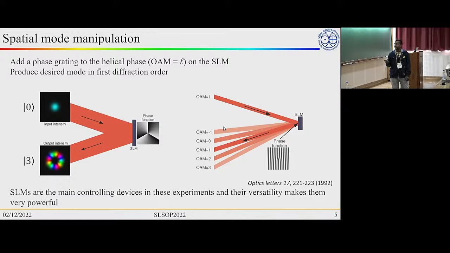As SLMs are not perfect devices, I also put a grating on top of it, so it becomes a fork pattern similar to this. This is for L equal to 0. In the first diffraction order, you get your desired mode. So to operate on these states, you use a spatial light modulator. They are very versatile. You can change the mode, and you can use a DMD, that's also coming up. They are fast and they work on high power lasers. So this is the spatial mode manipulation technique.